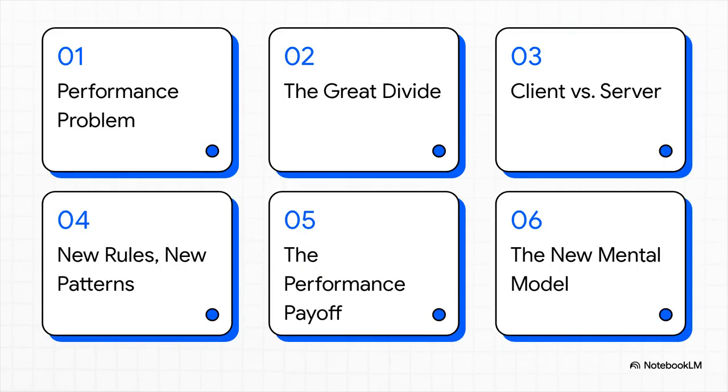Okay, so here's how we're going to break this down. We'll kick things off with the performance problem that led us here. Then we'll get into the Great Divide, this big new concept. We'll look at client versus server components, cover the new rules and patterns you got to know, check out the awesome performance benefits, and finally wrap it all up with the new mental model you'll need to adopt.